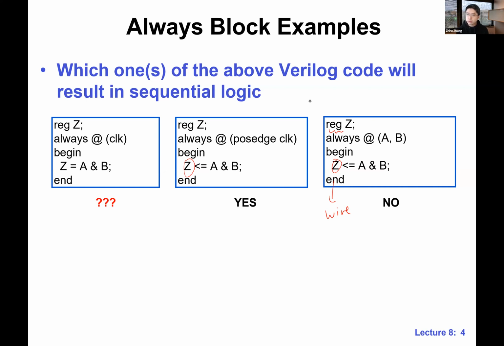Right, so there are some more questions in the sensitivity list. Do all need to change or just one? Yeah. So I think we discussed this last time a bit, right? If one of the signals on the list changes, then the always block is supposed to be triggered. That's a simulation behavior.